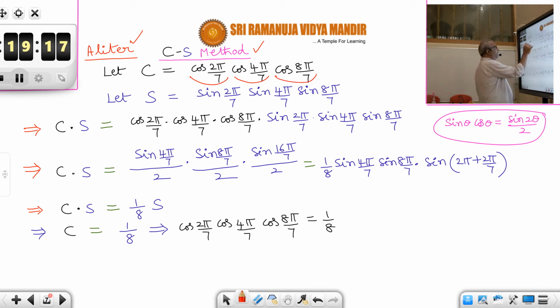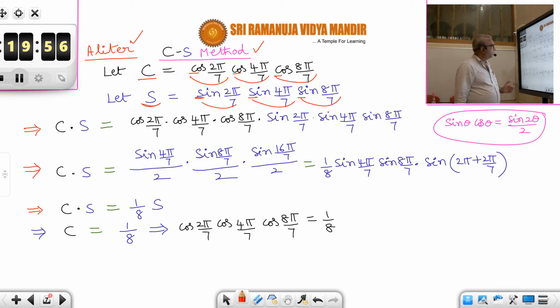Let it be equal to C. Let C be equal to cos 2 pi by 7 into cos 4 pi by 7 into cos 8 pi by 7. Now let S be equal to sin 2 pi by 7 into sin 4 pi by 7 into sin 8 pi by 7. Sine of the same angles. So why are we calling it S? Because of sine, the first letter is S. And why are we calling the first one C? The first letter in cos is C only. So that is why we are calling it C. So we have to find the value of C.